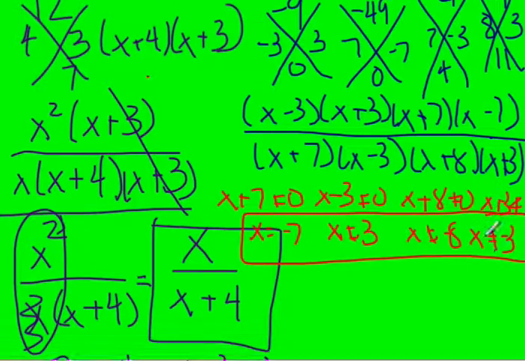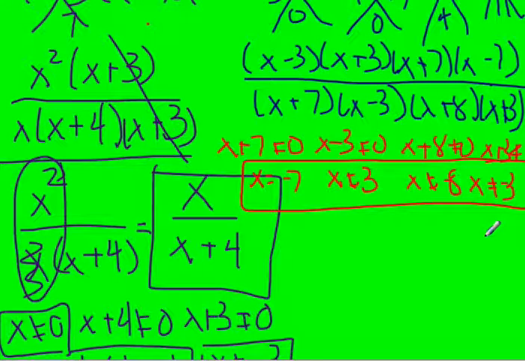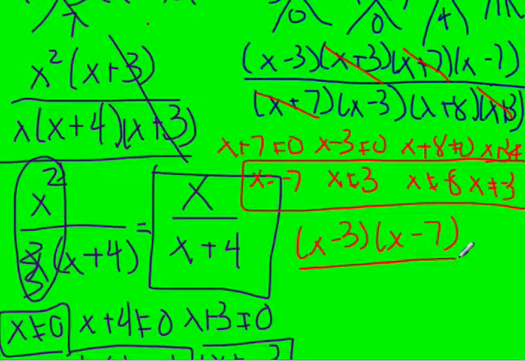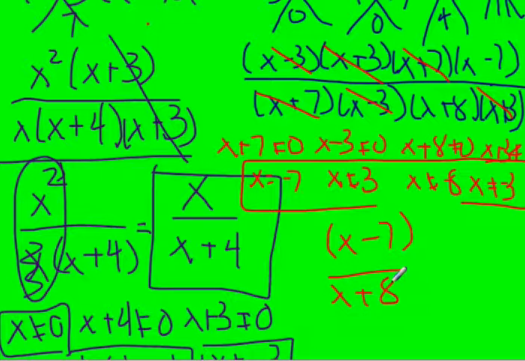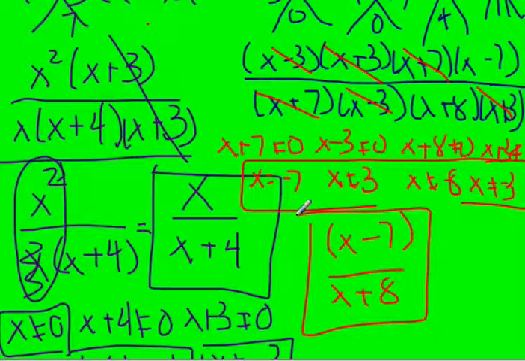So then what we're going to do is cross things off. So we're going to cross off here, and we can cross off here. Now I notice that I can't cross anything else off. So I have x minus 3, x minus 7. And on the bottom, oops, I can cross off x minus 3, I apologize. So then I have x minus 7 divided by x plus 8. So this right here is my final answer for number 4.